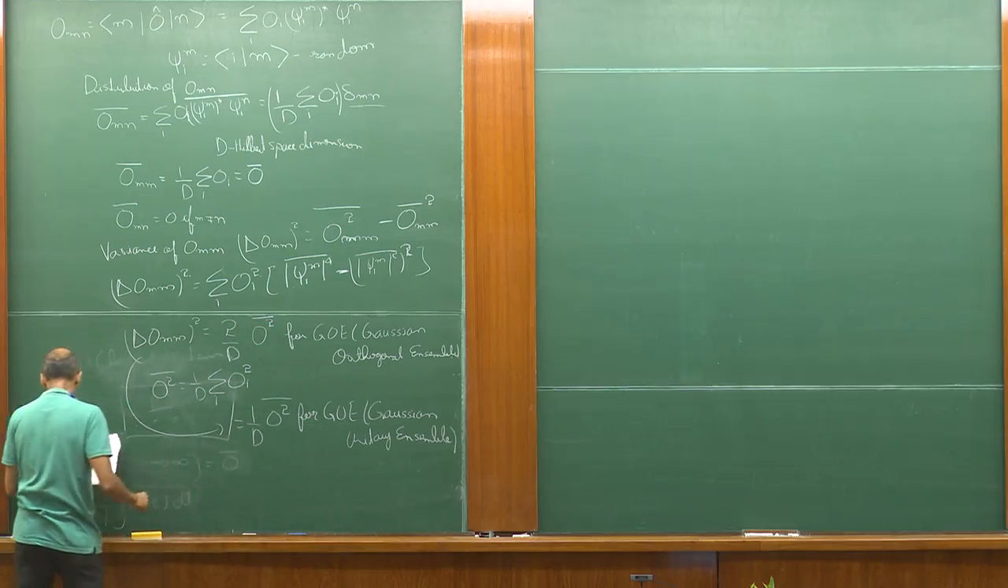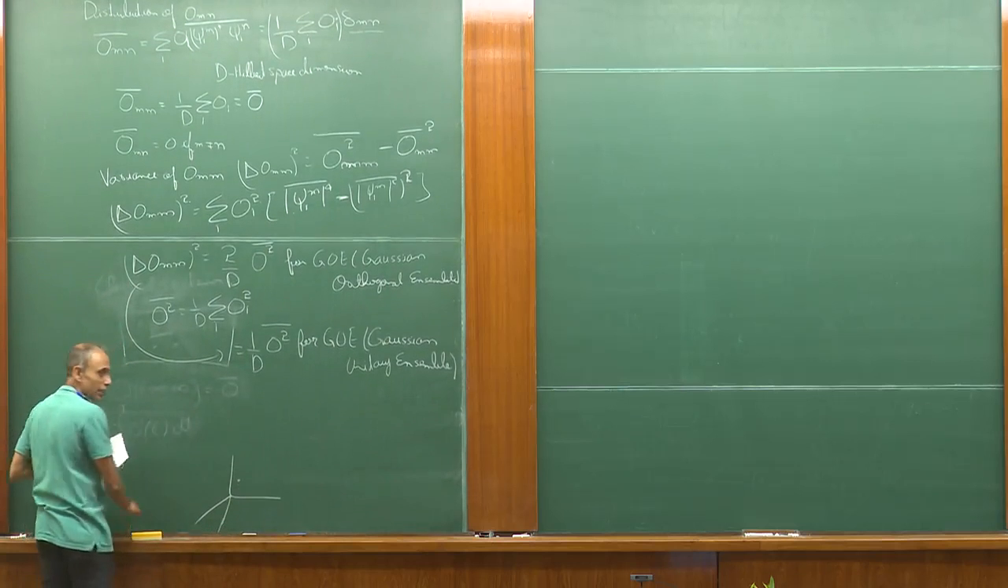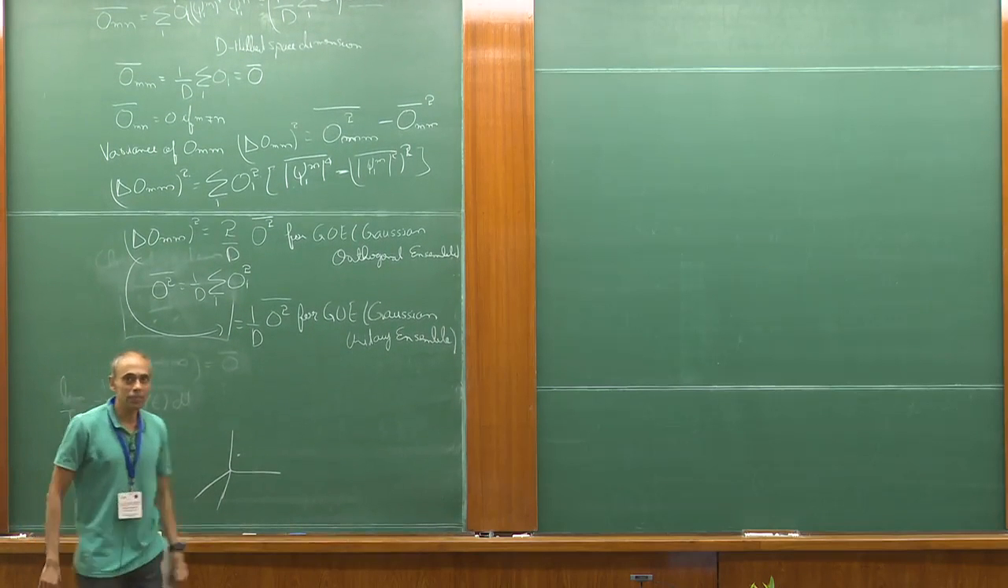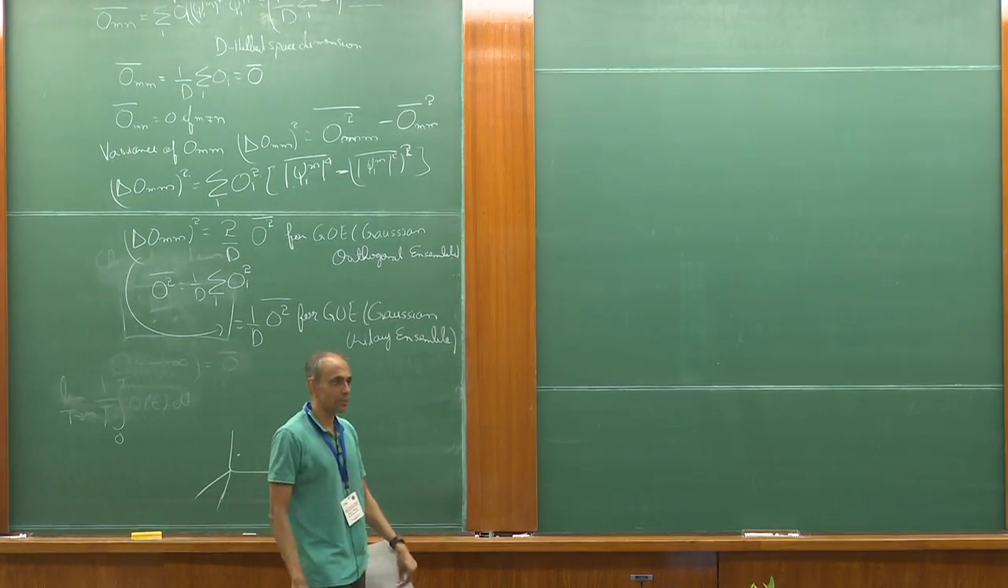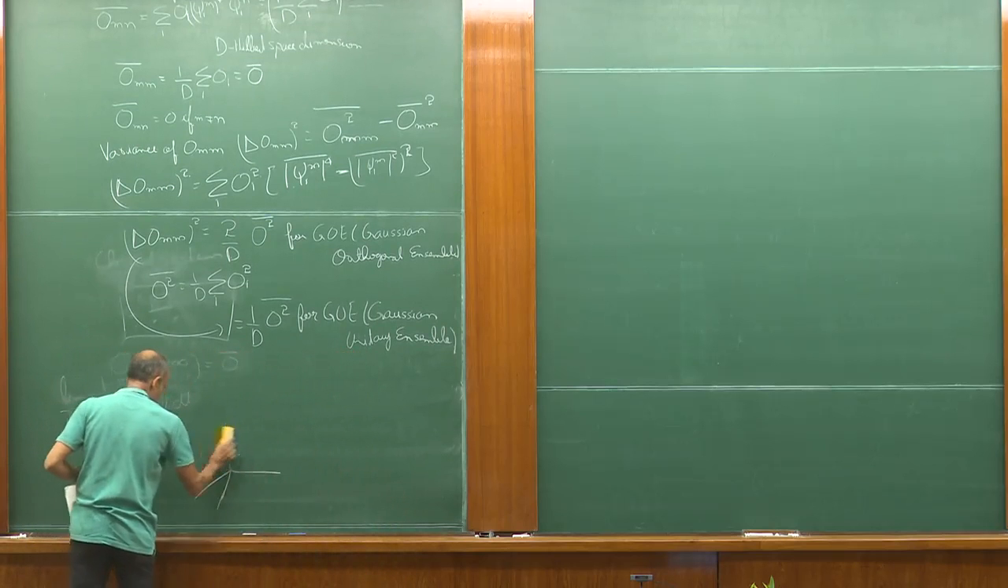And similarly, if you do a similar calculation for the variance of the off-diagonal matrix elements, and remember that the average of the off-diagonal matrix elements is actually 0, this variance now is a fluctuation about a 0 value.